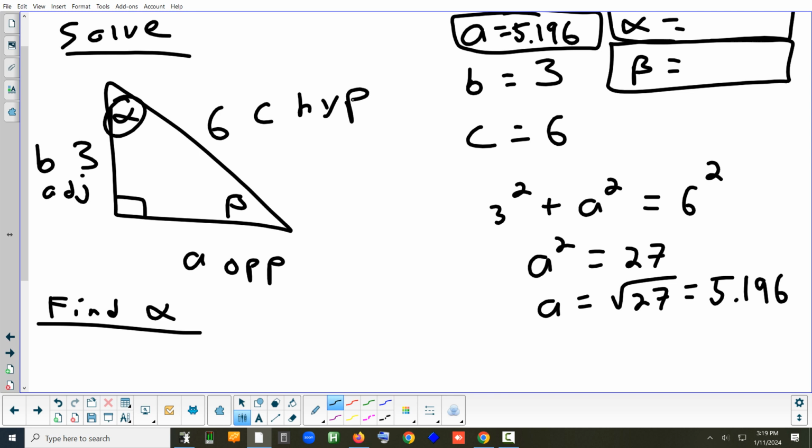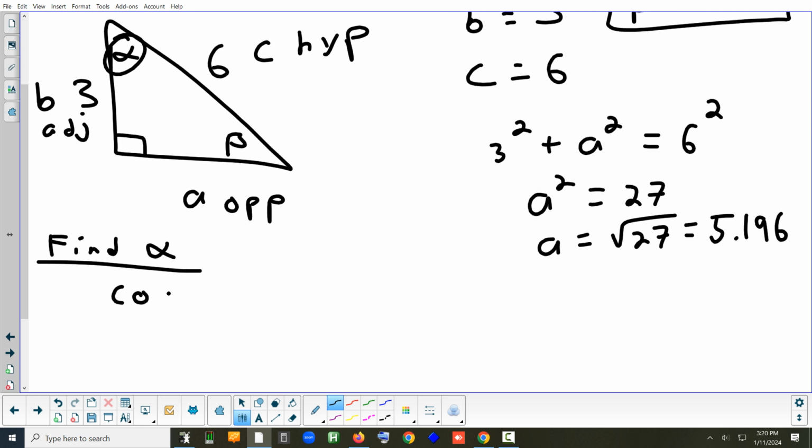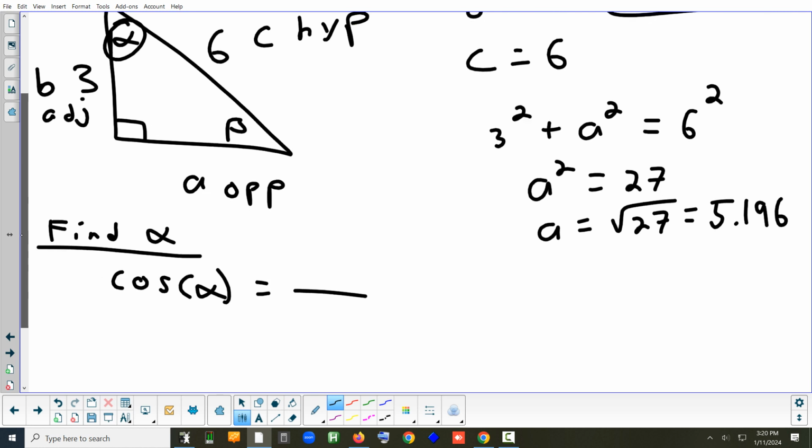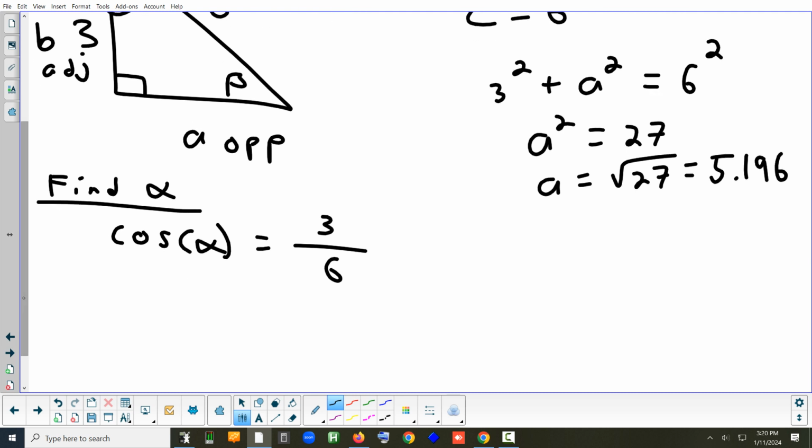We're finding alpha, and what are the two sides that we know? What position are they? Adjacent and hypotenuse. Okay, what trig function? Cosine. Angle? Well, alpha, that's what we're trying to find. And what goes in the fraction on the other side? 3 over 6. Yep, 3 over 6. You could reduce it, it doesn't really matter. It's up to you.